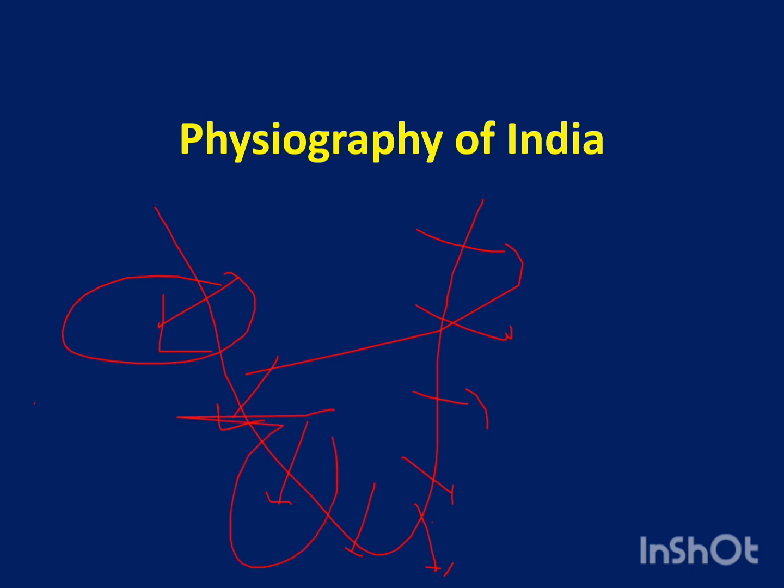Largest state is Rajasthan and smallest state is Goa. Once again, I will repeat. Longest coastal state is Gujarat, least coastal state Goa, largest state Rajasthan and smallest state Goa. Highest population state UP, least populous state Sikkim.